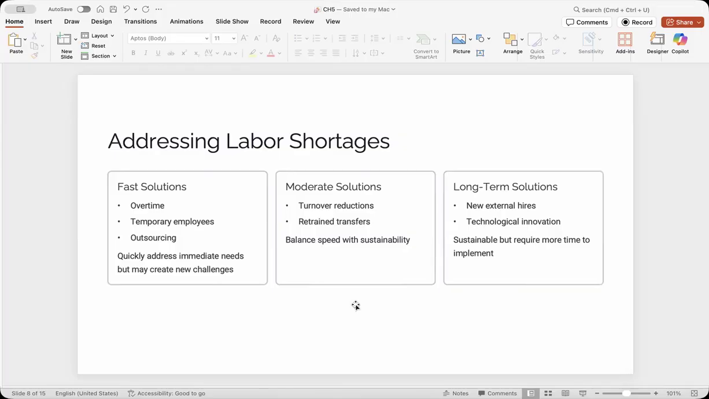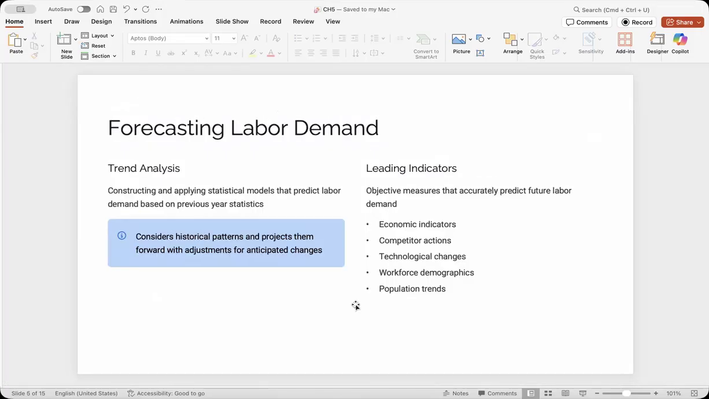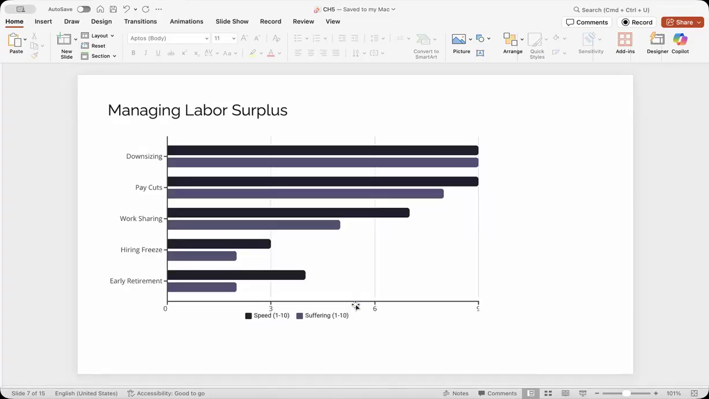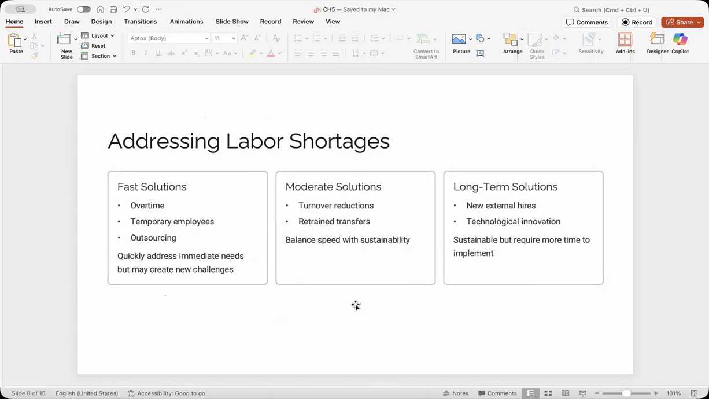So back here, we addressed labor shortages, or I'm sorry, labor surplus. These are the 5 ways that we can address labor surplus. These are the 3 ways that we can address labor shortages. These are all things that we need to do when we're planning.